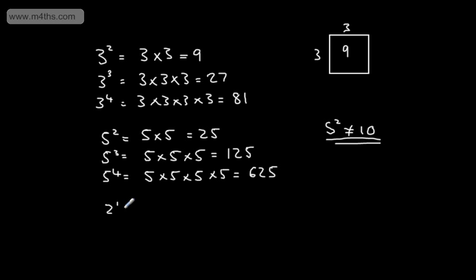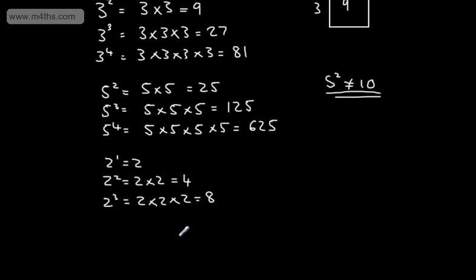2 to the power of 1 is going to give us 2. 2 to the power of 2 is going to give us now 2 times by 2, which is 4. 2 to the power of 3. This is another one that seems to cause problems. 2 times by 2 is going to give me 4. Multiplying it by 2 again will give me 8, not 6. It's not 3 times by 2.